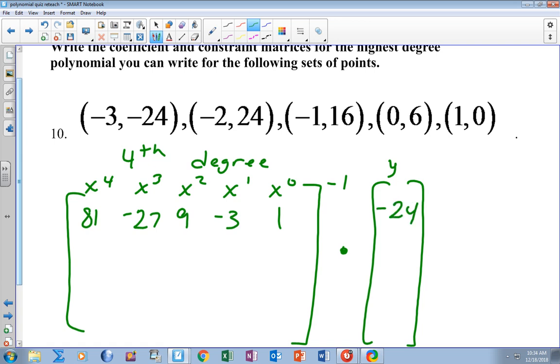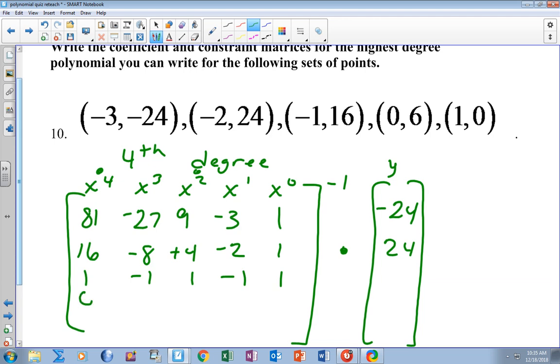So -2. So -2 to the fourth power is 16. -2 cubed is -8. -2 squared is +4. Then we have -2, 1, and +24. So -1. So remember, anything in an even power row, so these rows right here, even power rows should not have any negative numbers in them. So this would be 1, -1, 1, -1, and 1.